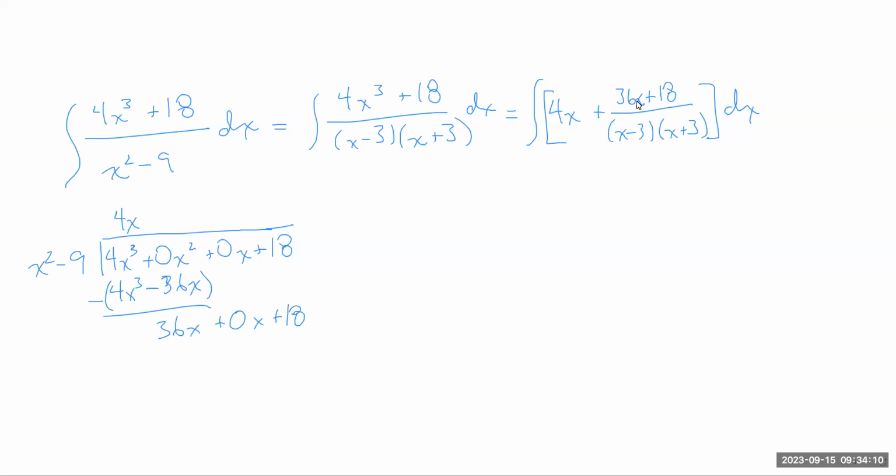This is x minus 3 plus 3x plus 3 equals 42x plus 18. Okay, so now we're going to do partial fractions, but only on the part that actually has fractions in it. So we're going to split this up into this sum.